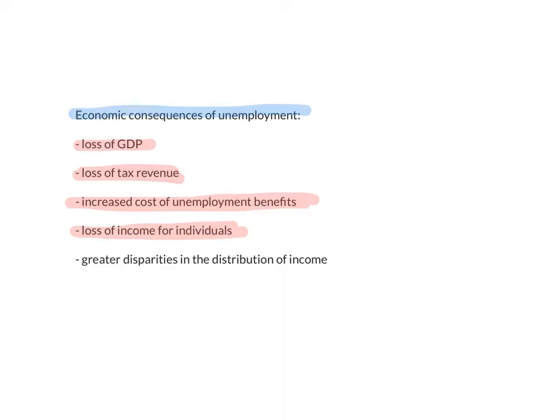And it could lead to greater disparities or differences or inequalities in the distribution of income. Because usually unemployment hits the poorer, low income and middle income workers more than it does the richer, high income workers. So these are the possible economic consequences of unemployment. You should be able to talk about them in a little bit more detail because the learning outcome is to discuss.